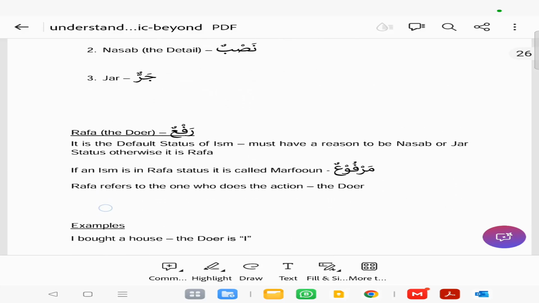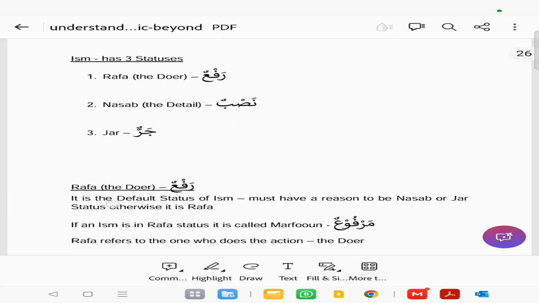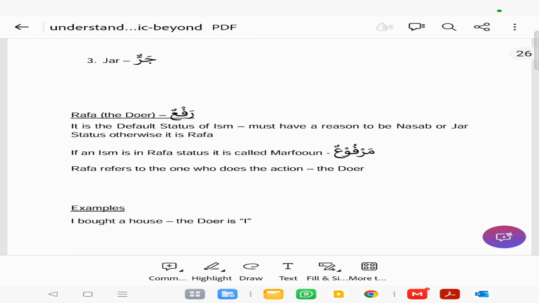So if we start with the first of the 3 statuses, which is rafa. So the rafa is always the default status of an ism. So that means that if there is no reason for an ism to be nasab or jar in status, then it is rafa. If an ism is in rafa status, it is called marfu'un. So rafa refers to the one who does the action, meaning the doer.